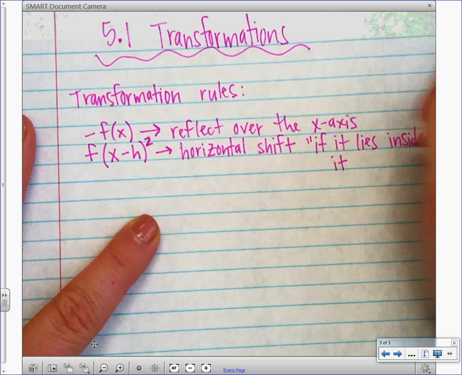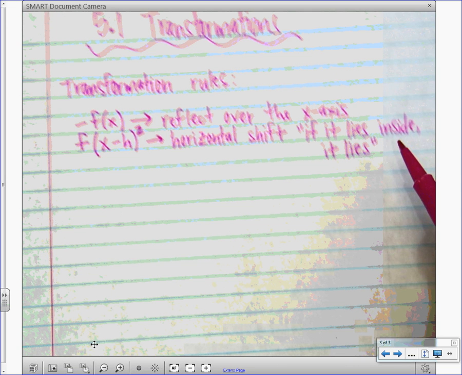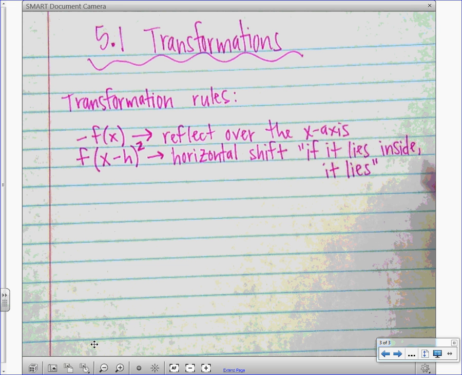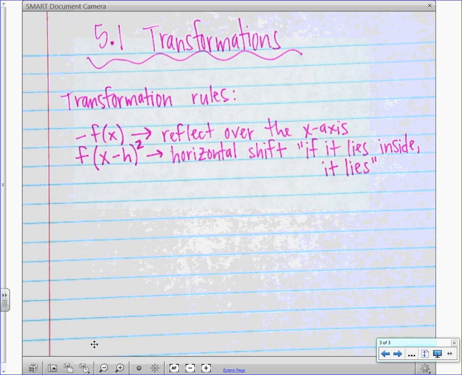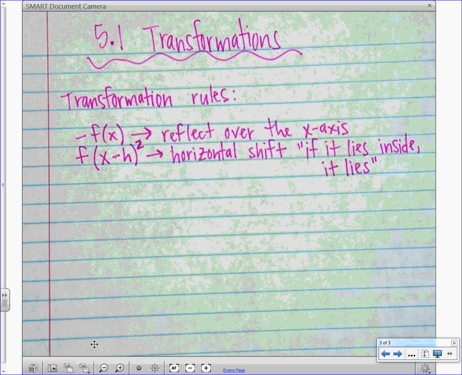Okay, if it lies inside, it lies. Which means if it lies inside the operation symbol, it's lying to you. So it's not the sign that it is. Okay? So here, if it was -3, the 3 is lying, it's really going to go right 3. Okay? So if it lies inside the operation symbol, it's lying.